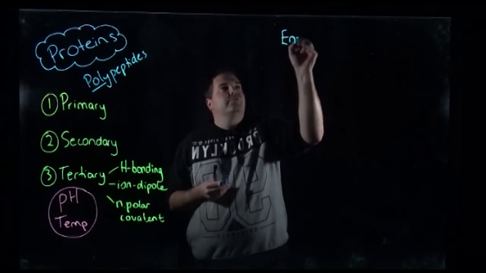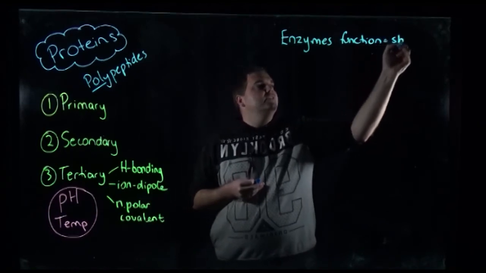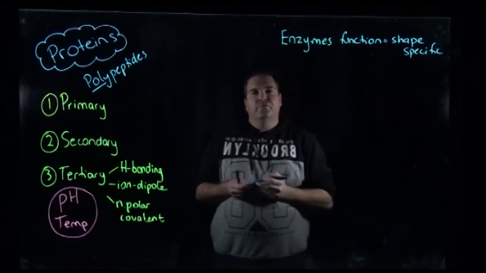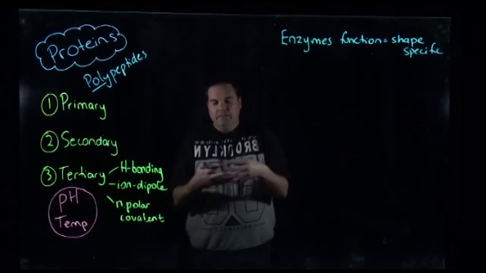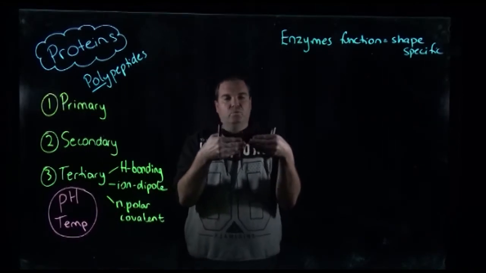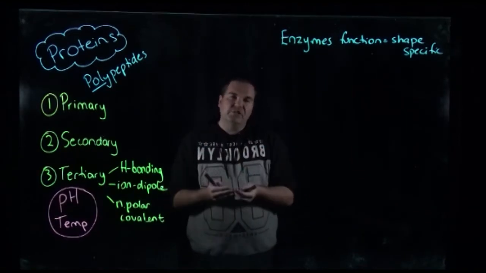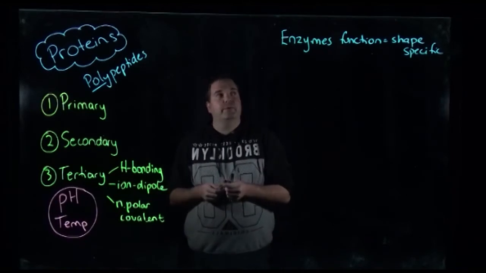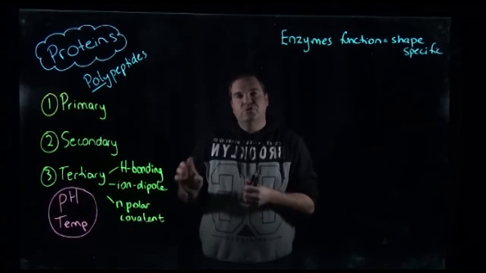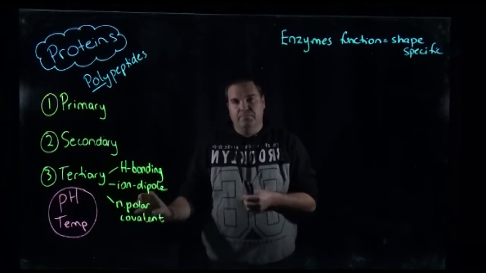Enzyme function is shape specific. Sometimes I hear this referred to as a bit of a lock and key process, where unless you've got the enzyme of the specific shape that you want, it's not going to fit in the way you want to speed up your reaction. And if you change the shape of that enzyme, you're no longer able to speed it up. So it's really important that the shape of your enzyme doesn't change. Now, pH and temperature do change it, and that's because of the way they influence these different groups, these different types of bonding.